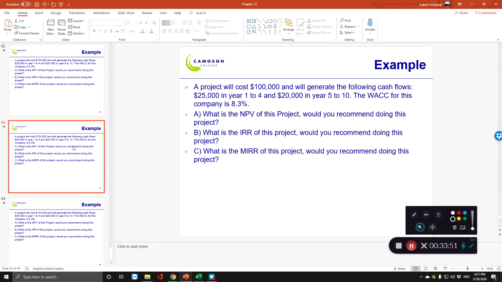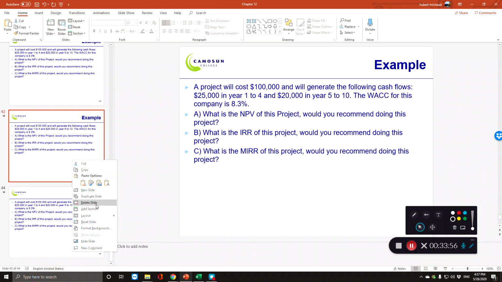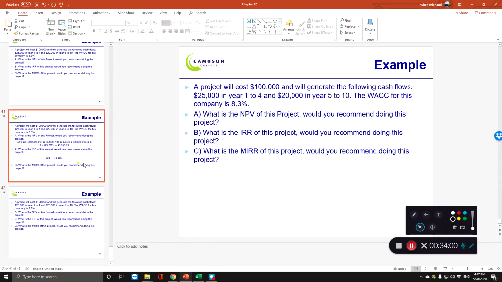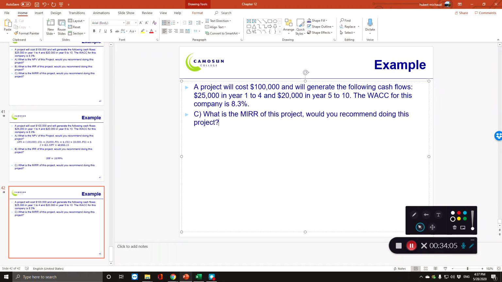Okay, for doing the MIRR, that's a little bit more complicated, like I said earlier, but it's not that bad. If you were able to do the material from chapter 9, hopefully you'll be able to do it pretty straightforwardly.